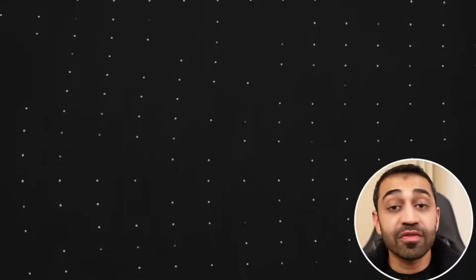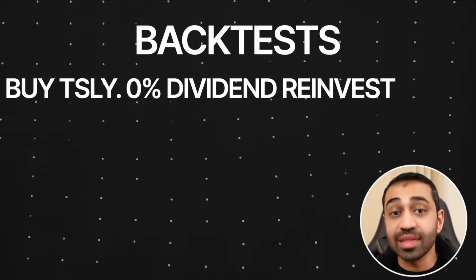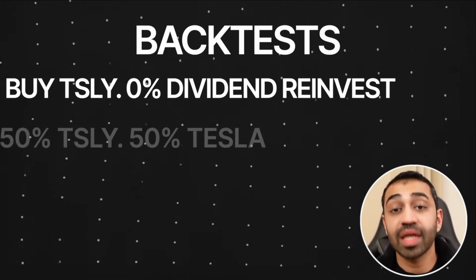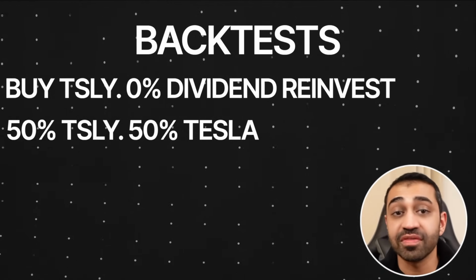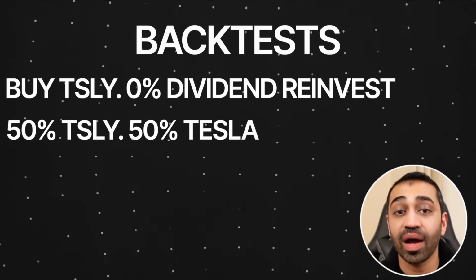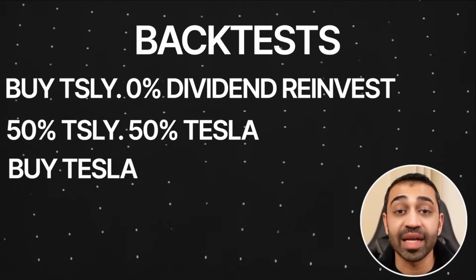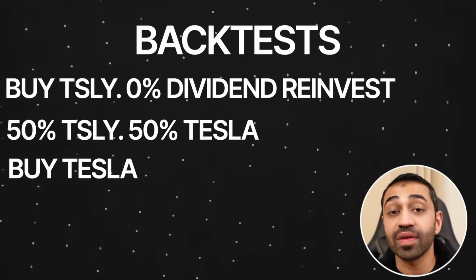What a great deal. So the first backtest is pretty straightforward, just buying TSLY, holding and taking dividends as a full payout and seeing if there's an overall return. The next backtest is also pretty straightforward, just taking 50% of the money you would have invested and putting it into TSLY and the other 50% into Tesla stock itself. The third backtest is buying Tesla outright.